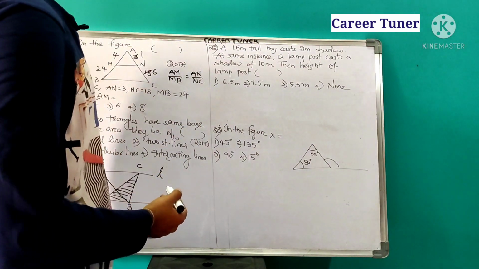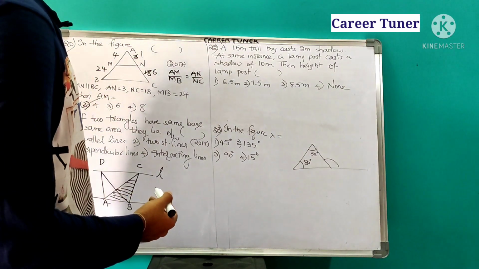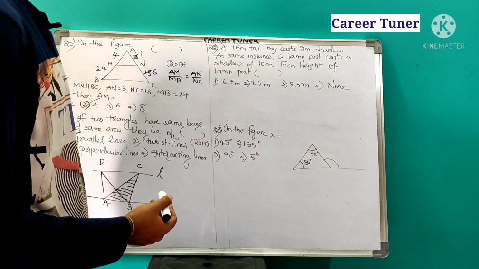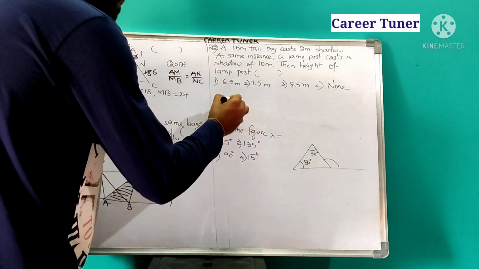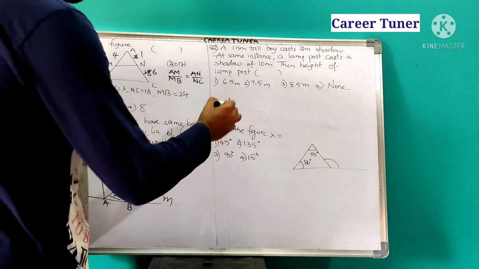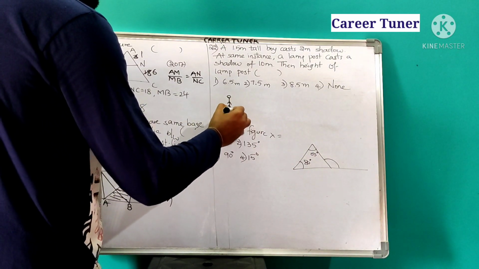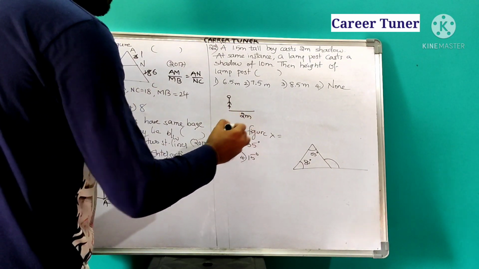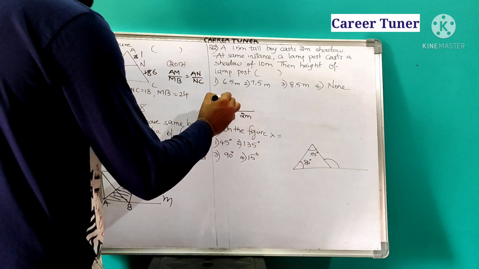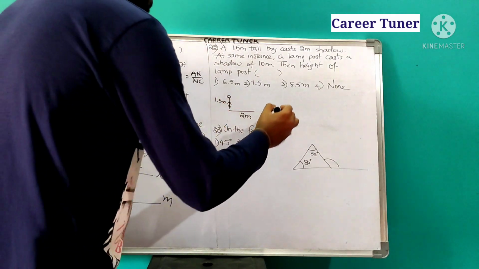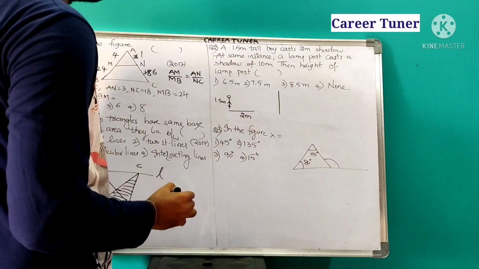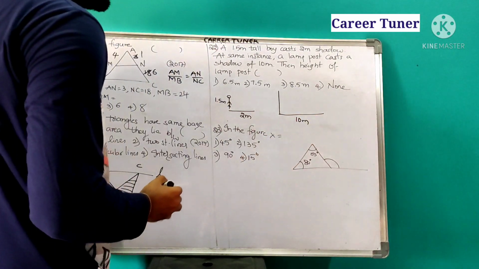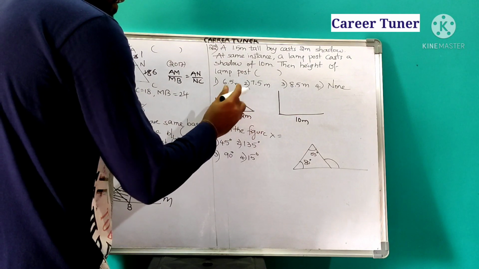Next, 22nd question. A 1.5 meter tall boy casts a 2 meter shadow. At the same instant, a lamp post casts a shadow of 10 meters. Then the height of the lamp post. Now, you see there is a boy standing here. The boy is casting some shadow. What is the shadow? Shadow is 2 meters it seems. So, the boy is 1.5 meters. Okay. In the same place there is one what? Lamp post it seems. So, its height is not mentioned, but it is casting how much? 10 meters. Now, you see if you form a triangle over here.